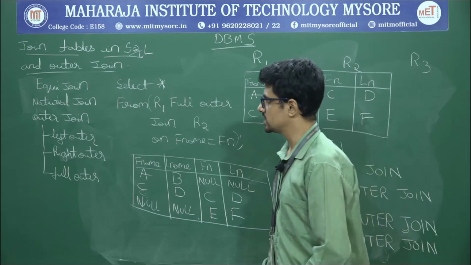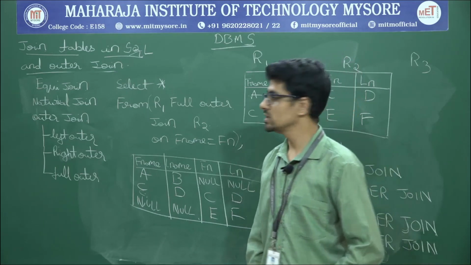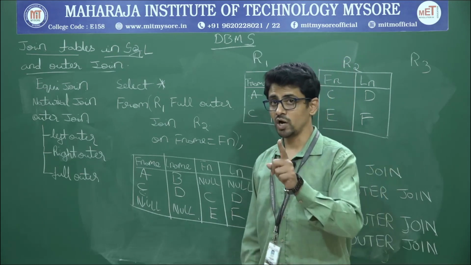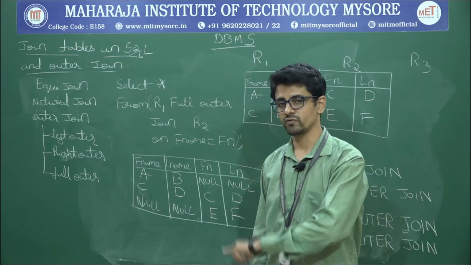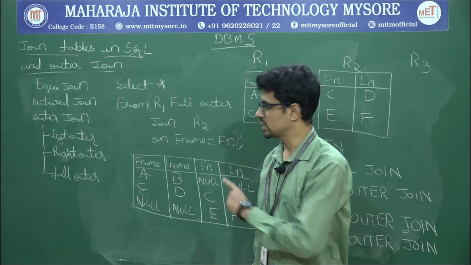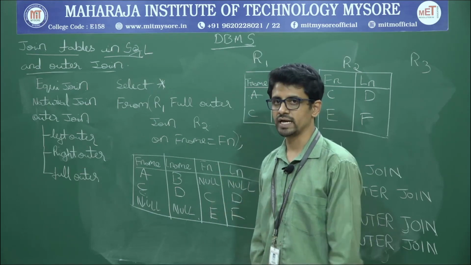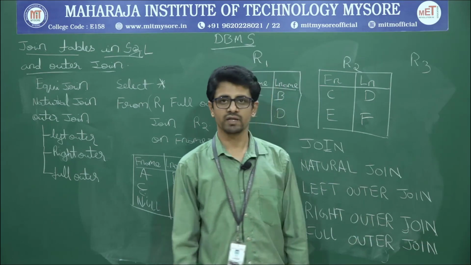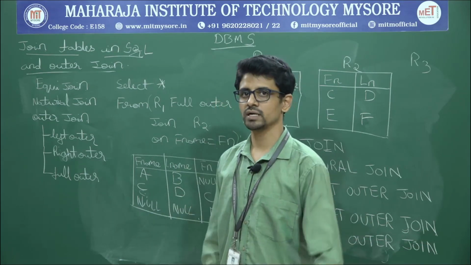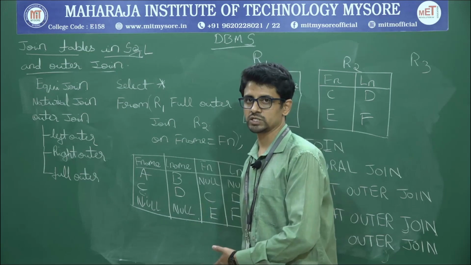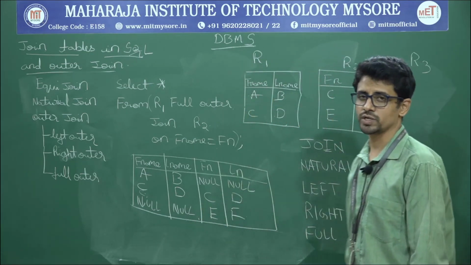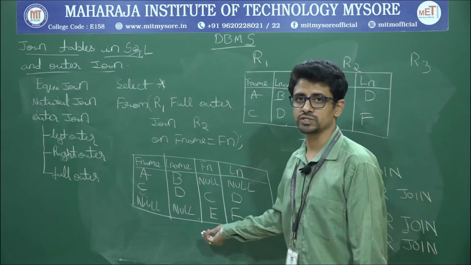So in today's video lecture we have discussed equi-join, how it is performed in the where clause and how it is performed in the from clause, then the natural join, where we use the keyword natural join. Then we have left outer join, we discussed the example, then right outer join, followed by full outer join, as you can see on the board.